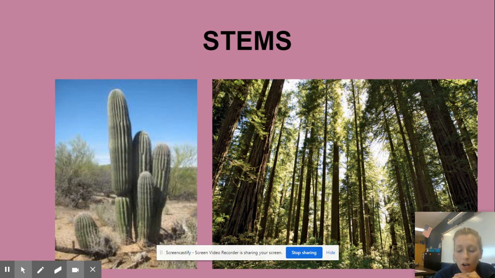And then we have our redwood trees that have trunks. So trees have stems, they're just called trunks, right? And look how tall they are. And the reason they are able to get so tall is because there's so much water in this area. And these trees are hundreds of years old. They can live for a very long time.